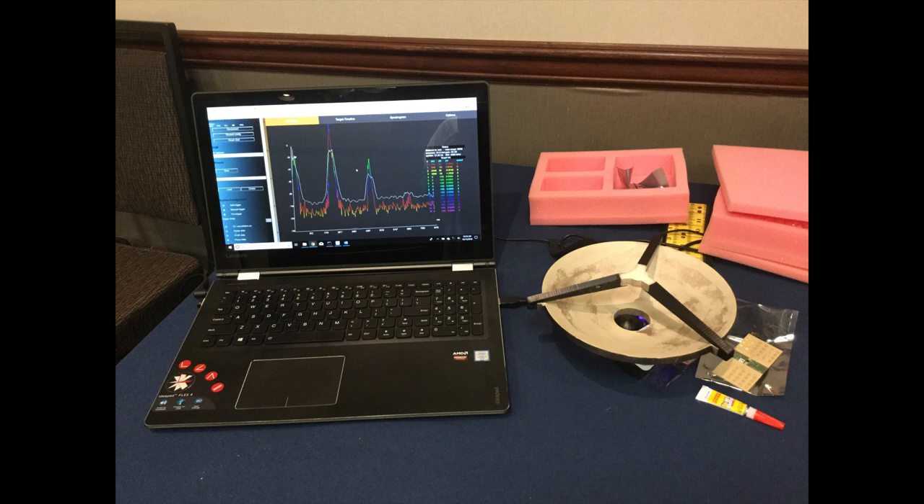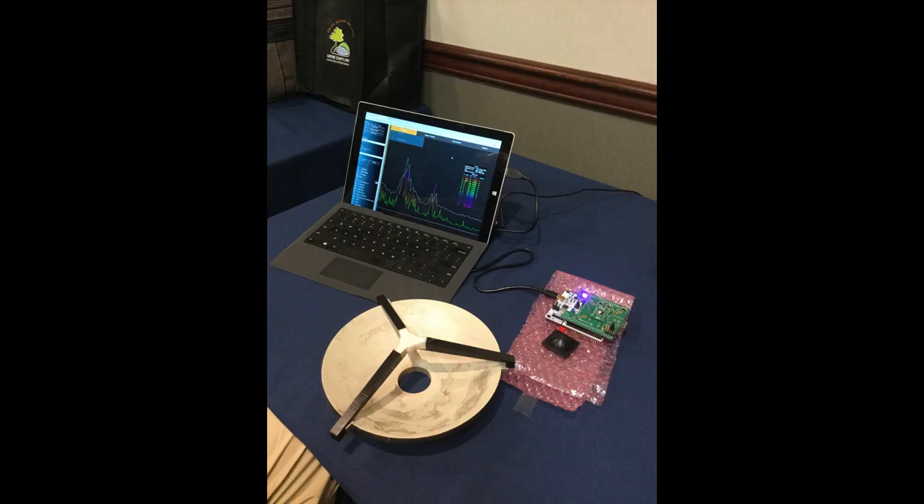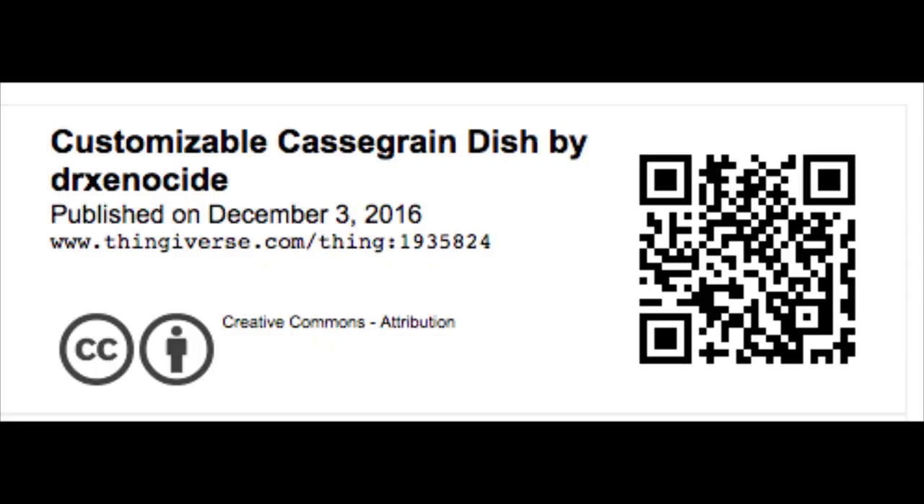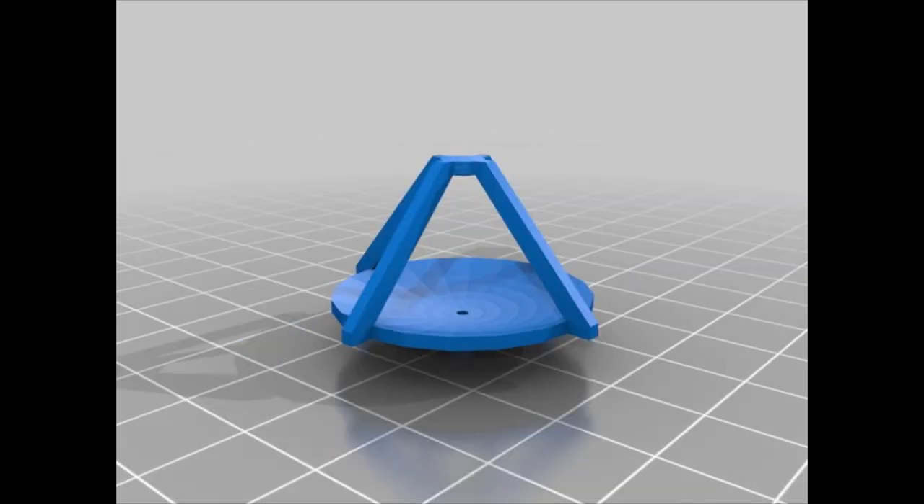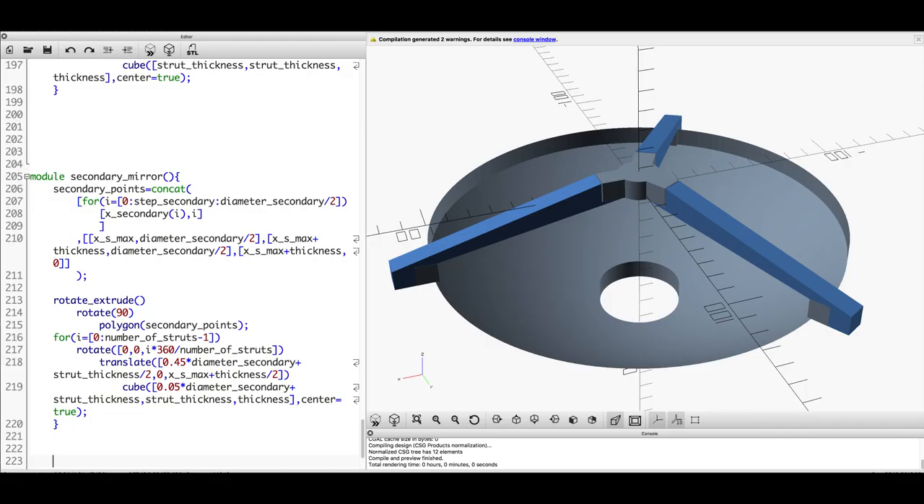The goal for Microwave Update 2018 was to verify a 3D-printed Cassegrain antenna design for 122 GHz amateur use. This design was adapted from the customizable Cassegrain dish by Dr. Xenocide on Thingiverse. The link is in the show notes. This thing creates a customizable Cassegrain reflector dish. It was created using the equations from the paper by Peter Hannon, Microwave Antennas Derived from the Cassegrain Telescope, in IRE Transactions on Antennas and Propagation, Volume 9, Number 2, pages 140 through 153, from March 1961.